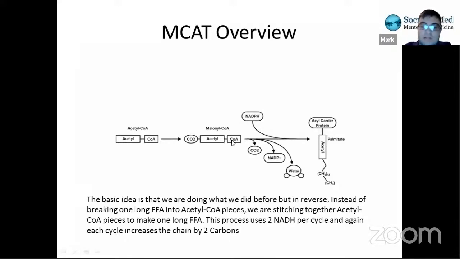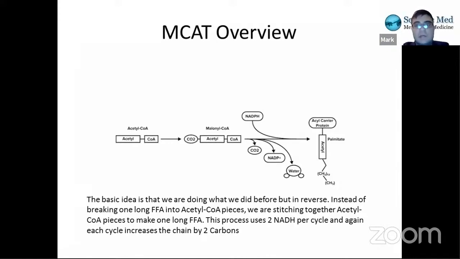The basic idea is that we are doing what we did before, but in reverse. Instead of breaking one long free fatty acid into acetyl-CoA pieces, we are stitching together acetyl-CoA pieces to make one long free fatty acid. So before we had, say, a 16-piece fatty acid, and we broke it down into 2, 2, 2, 2, 2, 2. Now we have 2 plus 2 is 4, then add another 2, add another 2, add another 2, and then eventually we have a 16-piece fatty acid.